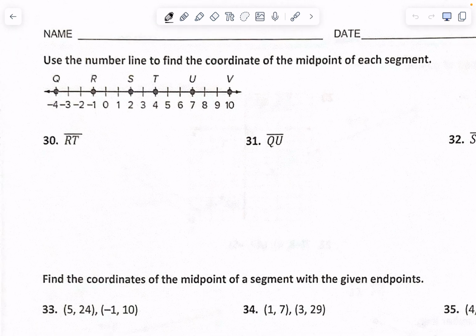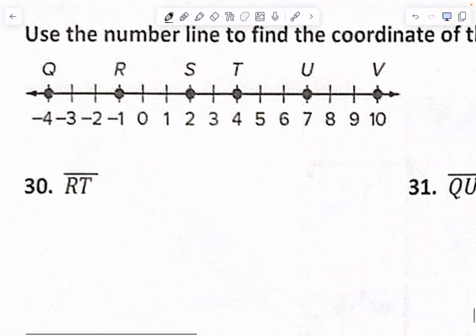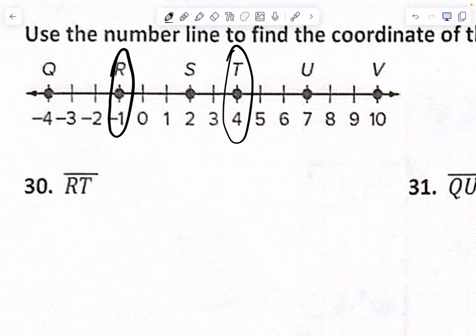30. We are finding the midpoint. This back page is all about midpoint. I want to find the middle from R to T. Now, R is at -1 and T is at 4. And finding the midpoint is like finding the average. Okay, I'm averaging those two together. Average means, here we go.